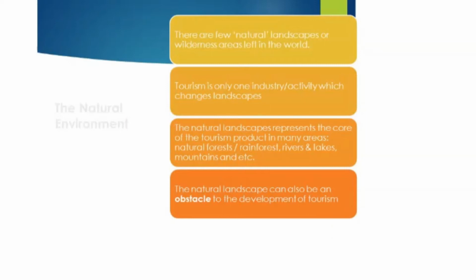Now, the natural environment. When we talk about the natural environment, there are few natural landscapes or wilderness areas left in this world. Tourism is only one industry activity which changes the landscape. The natural landscape represents the core of the tourism product in many areas, for example, the natural forest, the rainforest, rivers, and lakes.